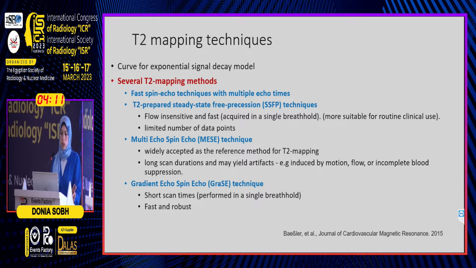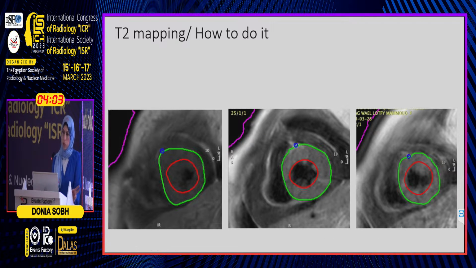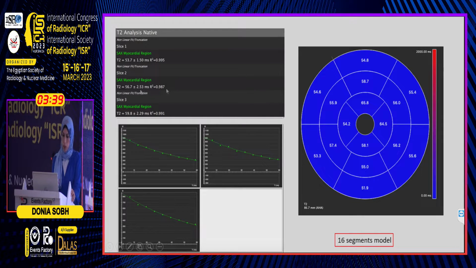There are also different sequences for T2 mapping. For us, we use this one at our scanner, which is a GRACE technique. The processing is similar to T1, and this is another way of processing. You can use it for T1 or T2, depending on which software you have. We can contour the endocardium and contour the epicardium, and the machine will give you the global and the segmental values like this. So here we have a global value, and if you want to check a specific area, you can get it from here.